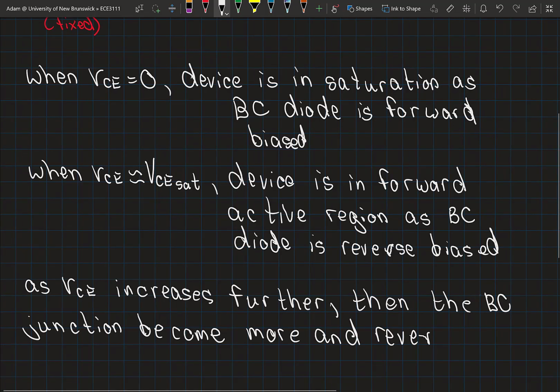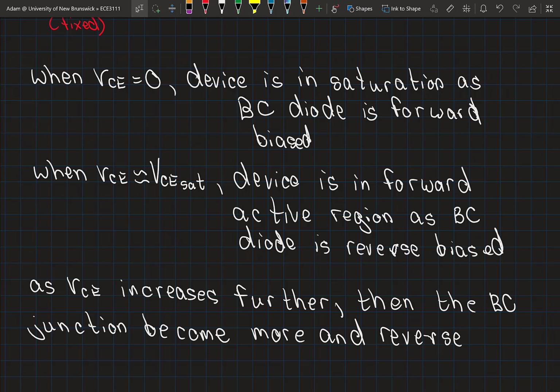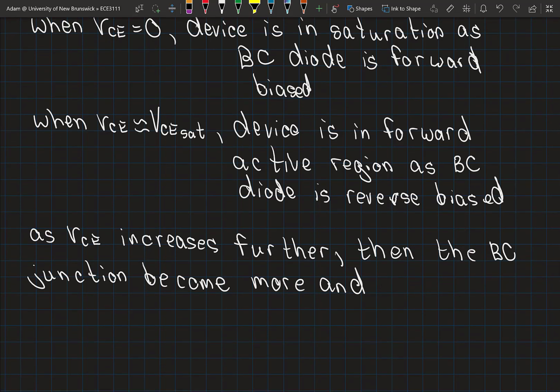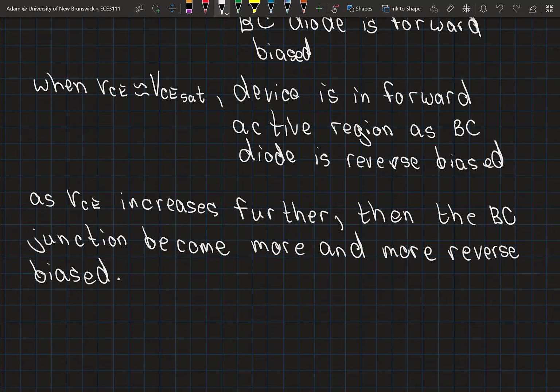And your first thought might be, well, who cares? It's still in forward active mode, and that's true. But what are the implications of this increasing reverse bias? So for example, say VCE is at 5 volts for our circuit given above.